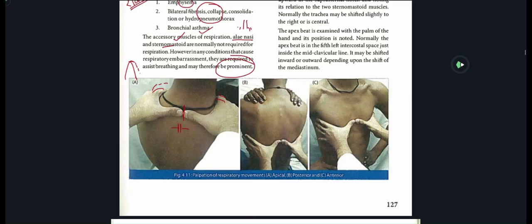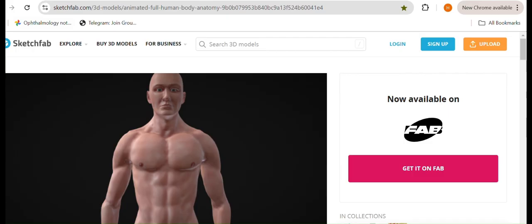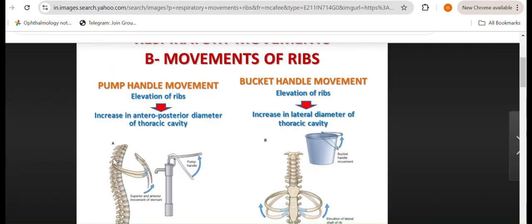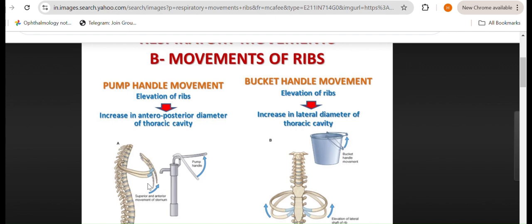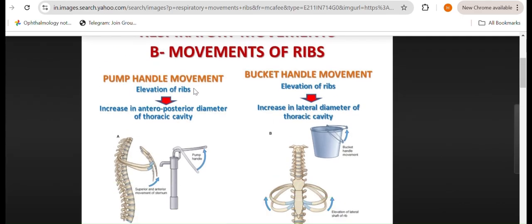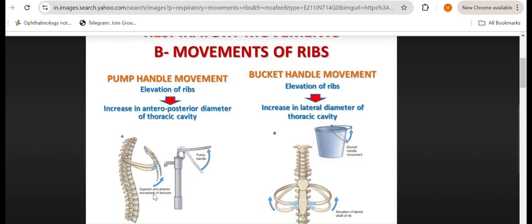So if you come towards the mechanics of respiratory movements, you remember we studied this in physiology. At the apex, remember the ribs which are attached here at the sternum? So what kind of movement happens here? The ribs which are attached with the sternum are going to elevate the sternum slightly. This is the kind of movement which is happening: superior and anterior movement in the sternum. And this movement is called a pump handle movement.